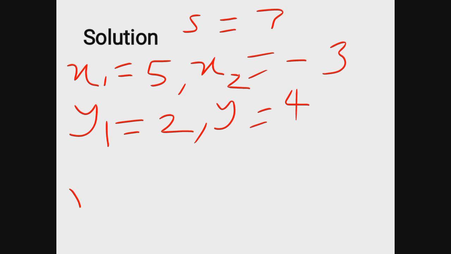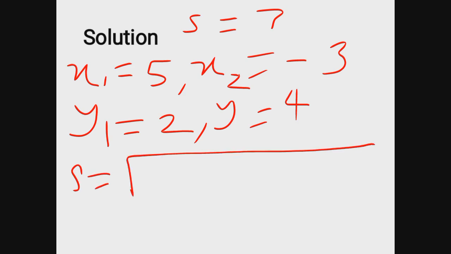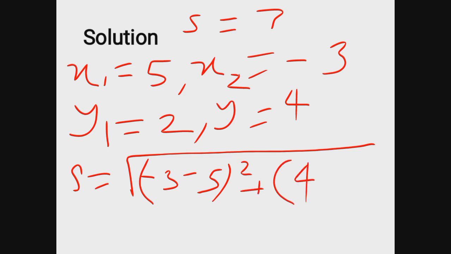Now, substituting all this into the formula that we were given in the previous slide, that implies that we have x2, which is -3, minus x1, which is 5, all squared, plus y2, which is 4, minus y1, which is 2, all squared. Then we perform our arithmetic.